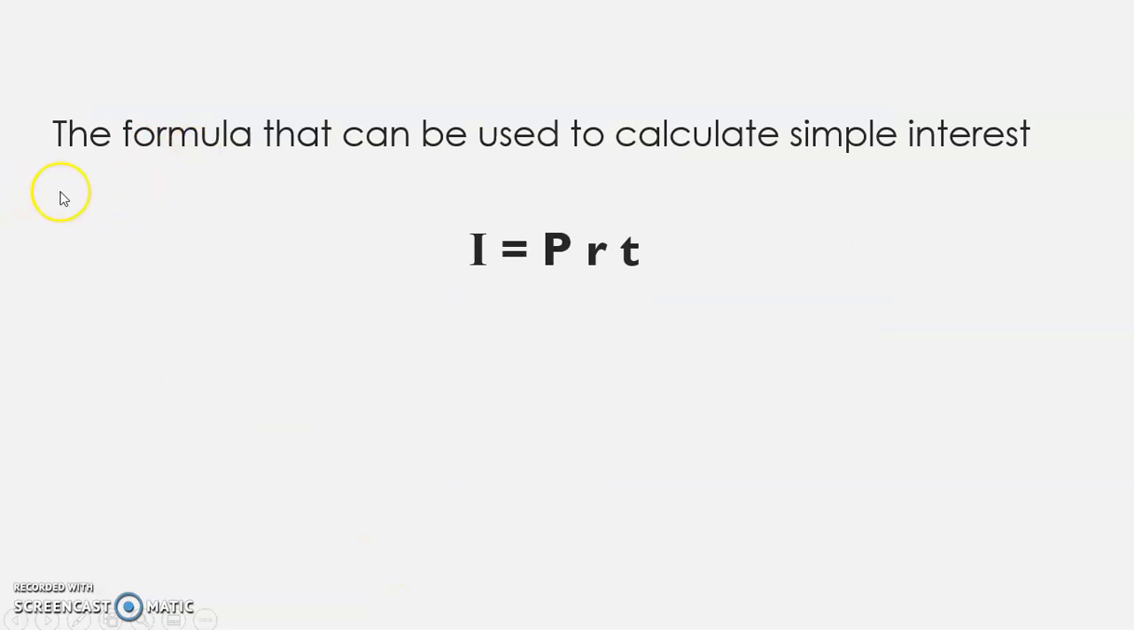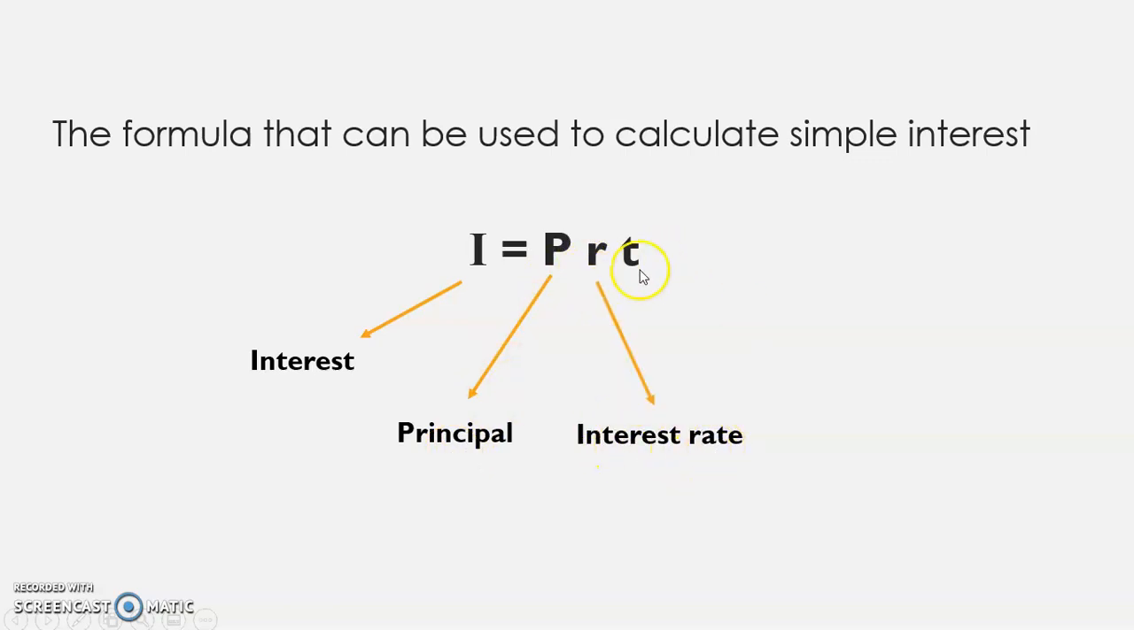Alright, next. The formula that can be used to calculate simple interest is I = PRT. Okay, you can see this formula in your formula sheet number 5. I always tell my students how to memorize this: it's actually I per. So what is I? I stands for interest, definitely. And P, what do you think? It's your principal. R is your interest rate, and T is the time.